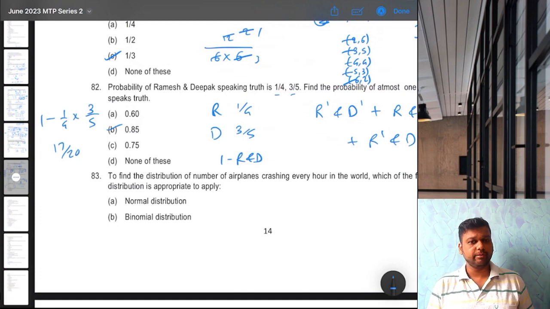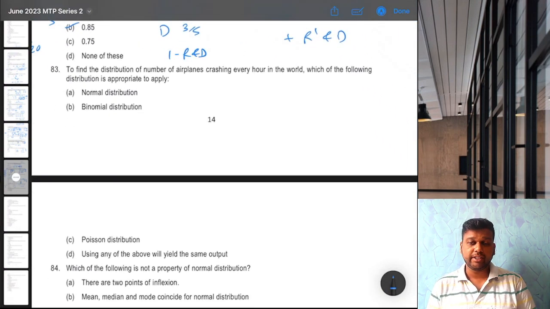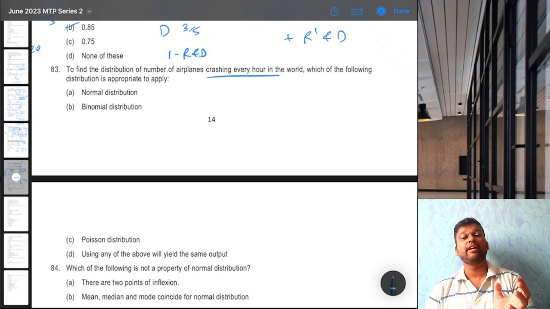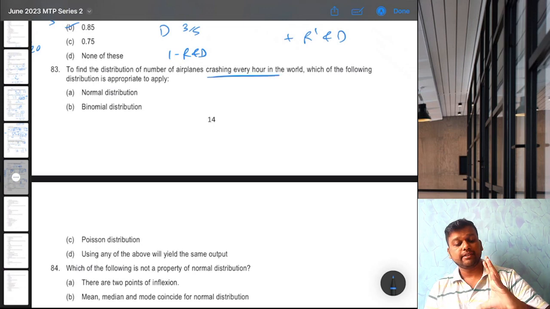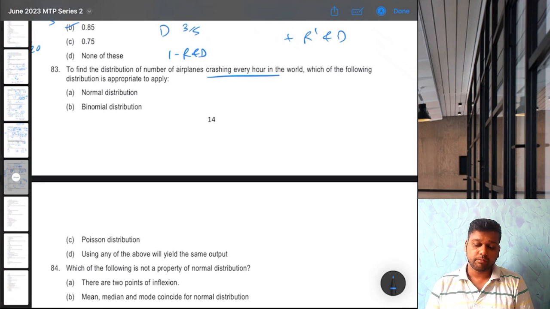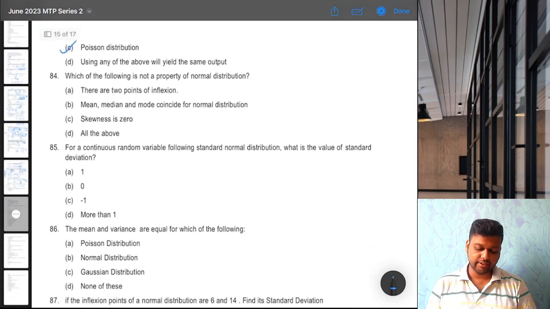0.85, option B. Okay. To find the distribution of number of airplanes crashing every hour in the world, which of the following distribution is appropriate to apply? Okay. Now this is a rare event, right? Airplanes crashing every hour in the world. This is a rare event happening in a particular period of time. So a distribution of rare events is Poisson distribution. Out of the three that we have learned, Poisson distribution is the distribution of rare events. So that is the correct answer.